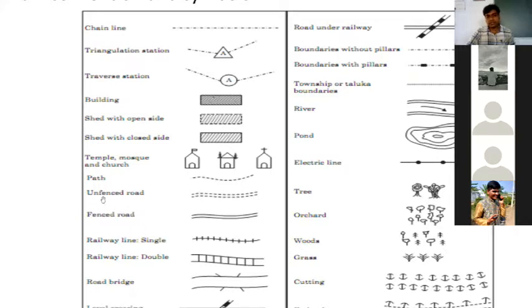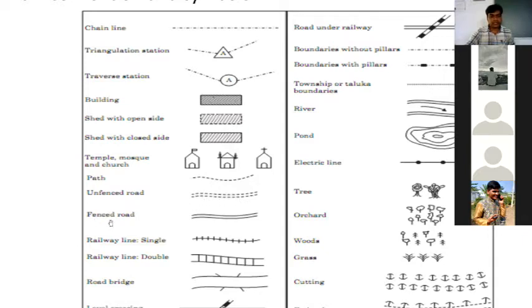Next, unfenced road, meaning kacha road. There is no bitumen road or concrete road laid. Kacha road means, all of you know, right? Where there is only sand. That road we're going to call unfenced road. So this they show like this, dotted parallel lines.